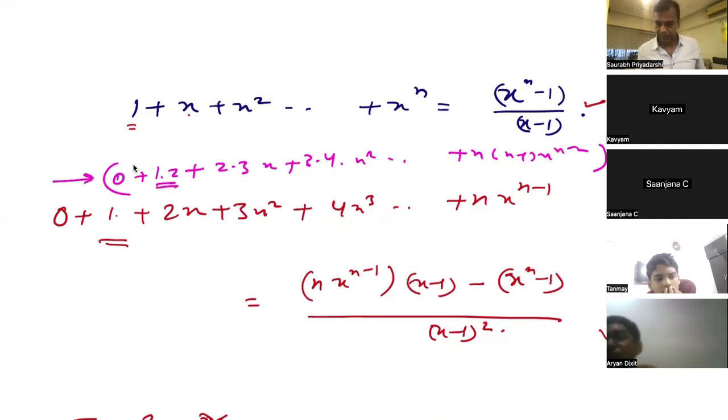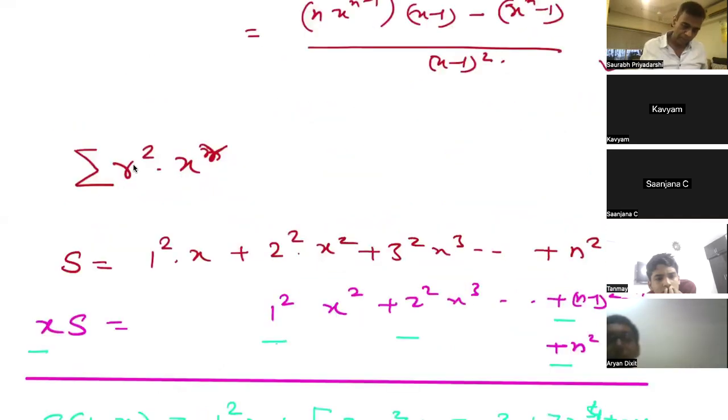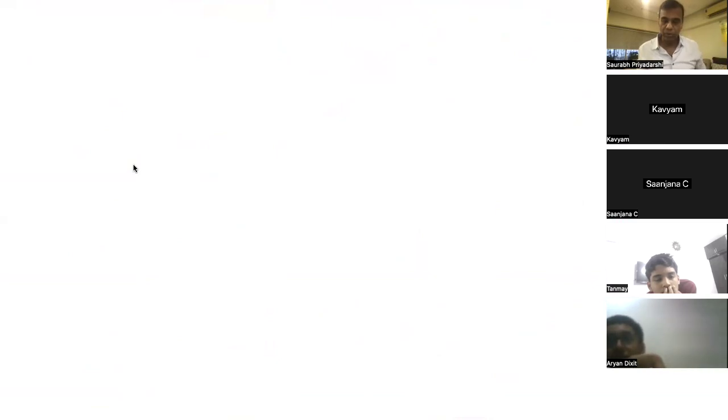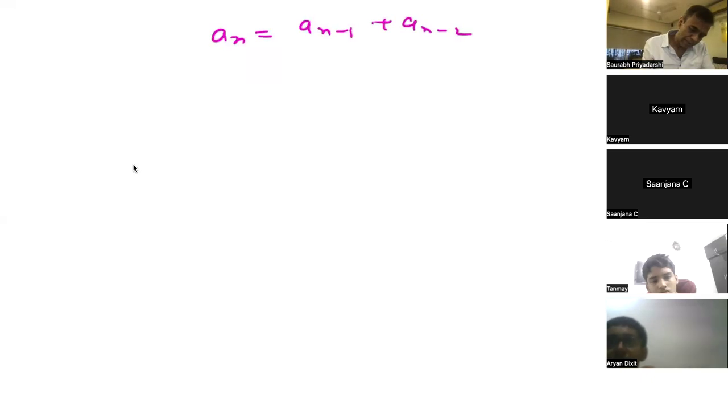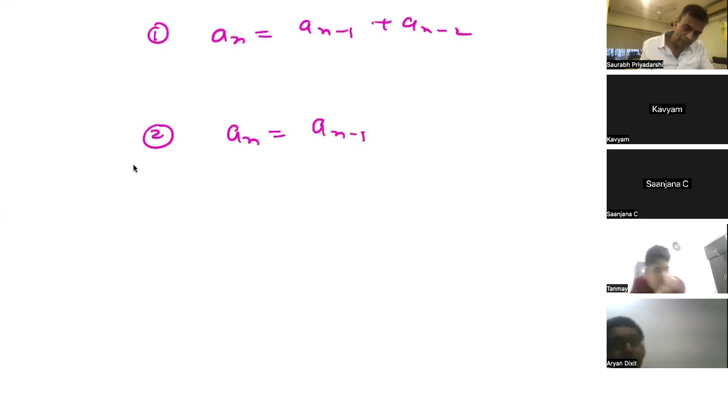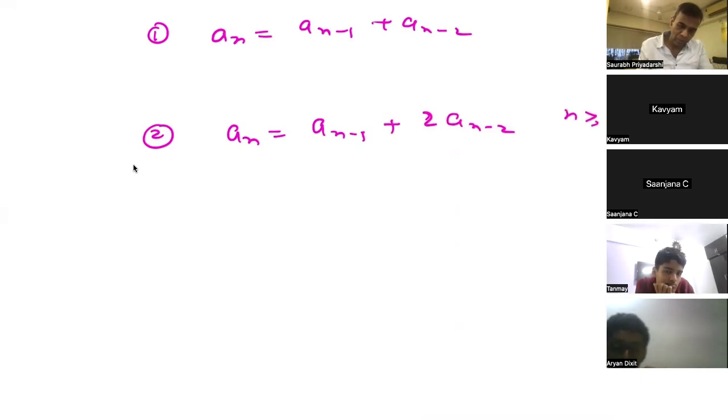Okay, everyone. Now we were doing how to write different recursion relations. Mostly you'll get questions like this. As we have done, the first one was this. For the second, I'm giving this type: an is equal to an minus 1 plus 2 into an minus 2, n greater than or equal to 2. A naught is 1, A1 is 3.